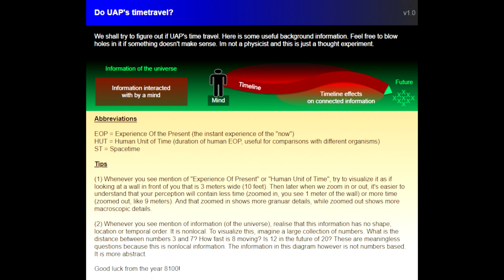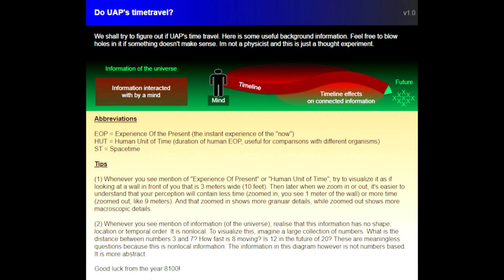Zoomed in, you see 1 meter of the wall, or more time. Zoomed out, like 9 meters. And zoomed in shows more granular details, while zoomed out shows more macroscopic details.